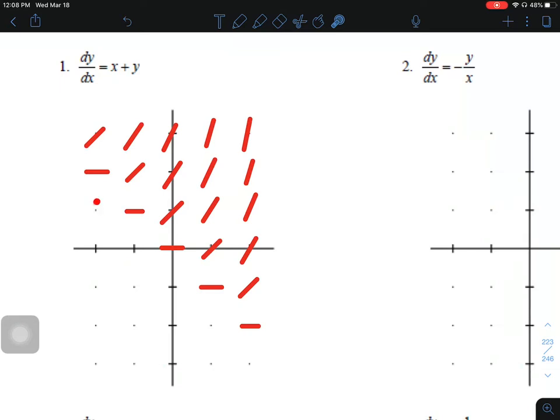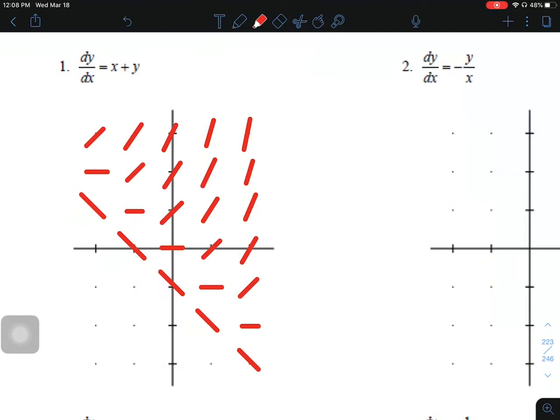So here we got negative 2 plus 1, which is negative 1. This is negative 1 and 0. This is 0 and negative 1. This is 1 and negative 2, which is negative 1. This is 2 and negative 3, which is negative 1. Those should all be close to the same. You're not going to do it perfect, even though I am erasing mine.